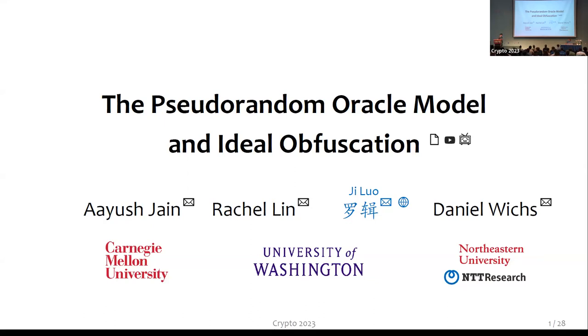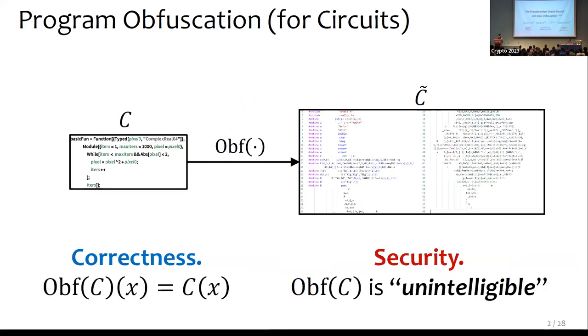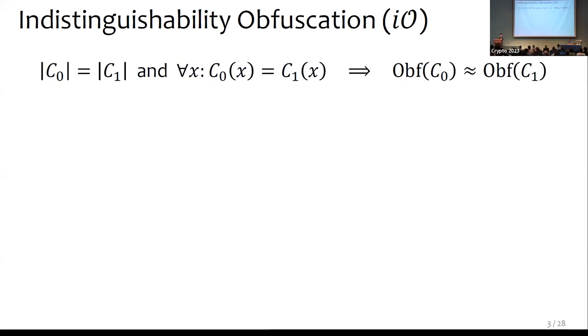Thanks for the introduction. Obfuscation is the art of making program code unintelligible while preserving its functionality. In this talk, we'll be focusing on circuit obfuscation. By now, the standard security notion is indistinguishability obfuscation. Given two circuits of the same size and the same functionality, their obfuscations should be indistinguishable.